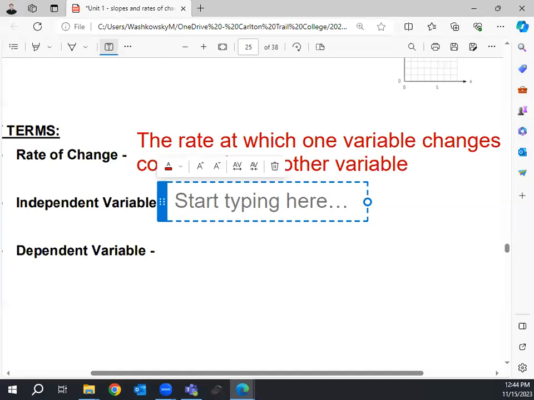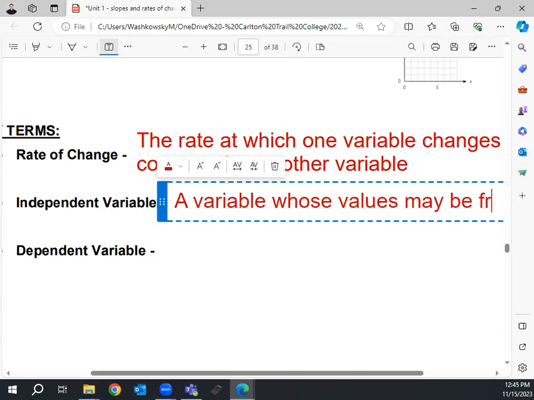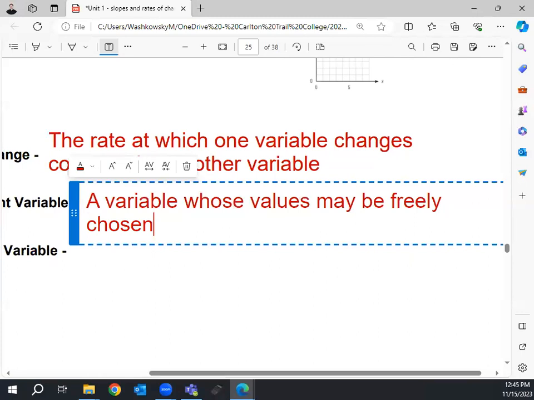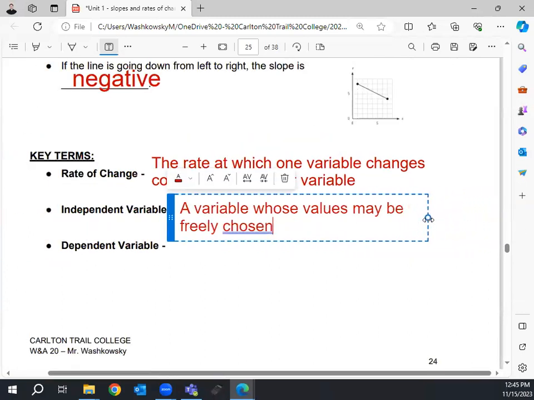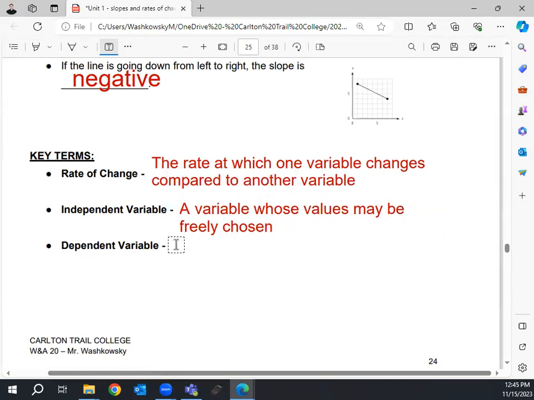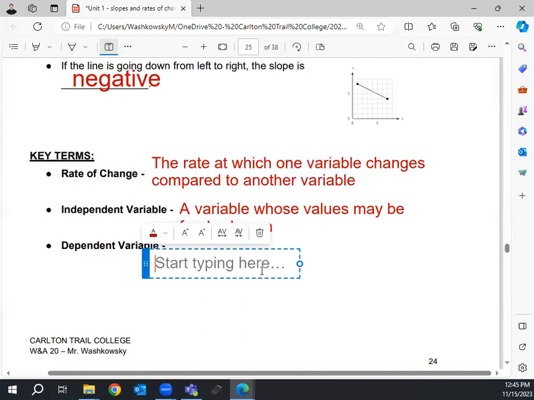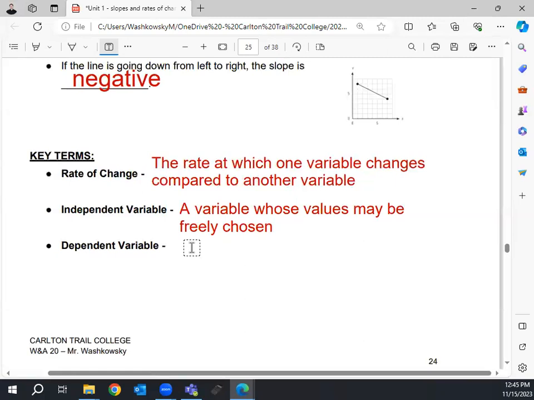Okay, so the independent variable is a variable. When we talk about a variable, we usually refer to numbers. It's a number whose values may be freely chosen. Which basically means in a hypothetical, that's just what they chose to do there. So it's a variable whose values may be freely chosen. And hopefully this makes more sense after I go through dependent here. So independent is a variable whose values may be freely chosen.